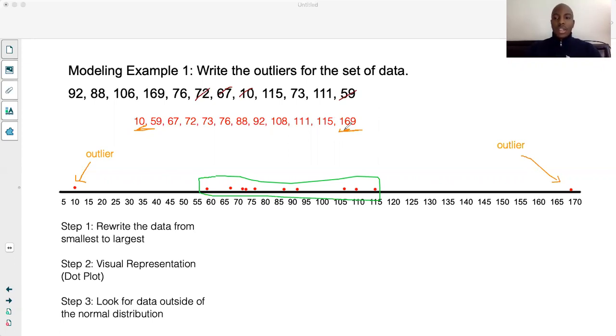And as you can see here, there are 2 that lie further outside. This is a visual, right? Visually, you can see it here, and we'll deal with the actual calculations on 9.4, all right?